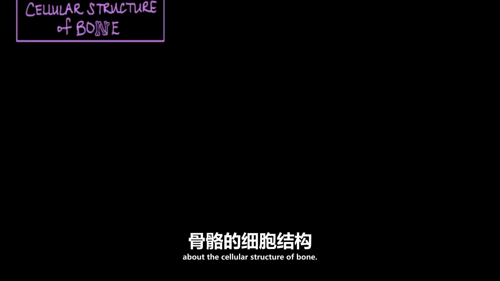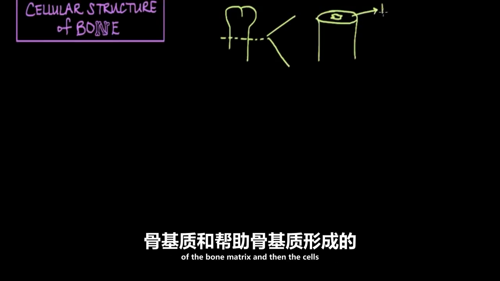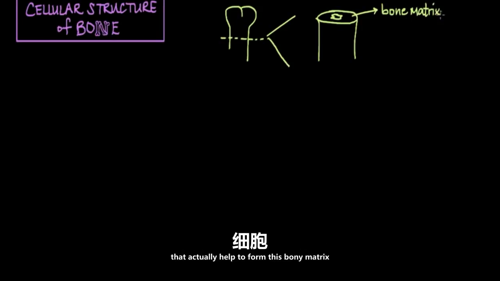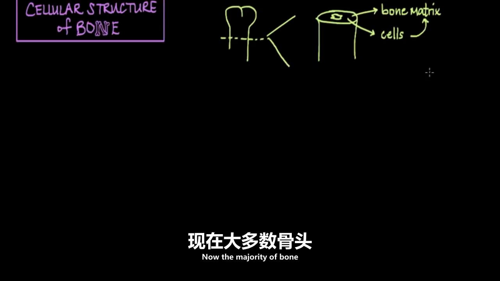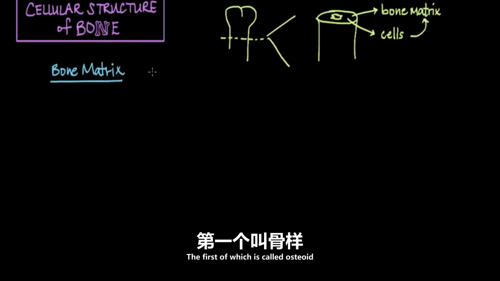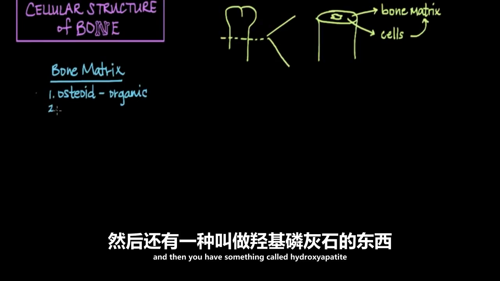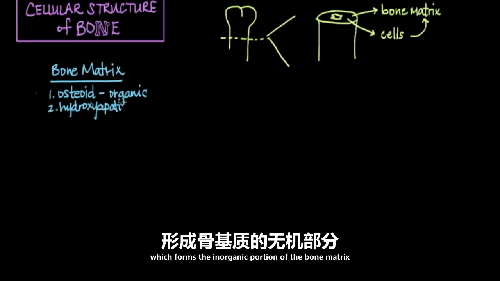Okay, so now let's talk about the cellular structure of bone. You can think of bone as being mostly made up of the bone matrix and then the cells that actually help to form this bony matrix. Now, the majority of bone is made up of the bone matrix, which consists of two principal building blocks. The first of which is called osteoid, and this forms the organic portion of the matrix. And then you have something called hydroxyapatite, which forms the inorganic portion of the bone matrix.